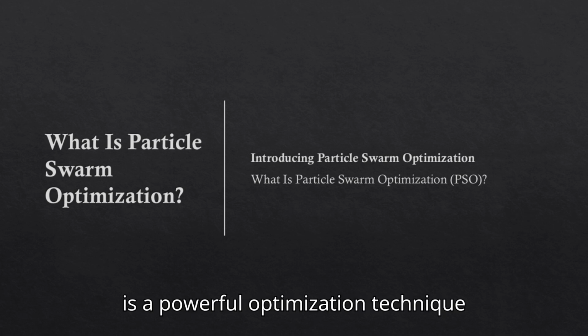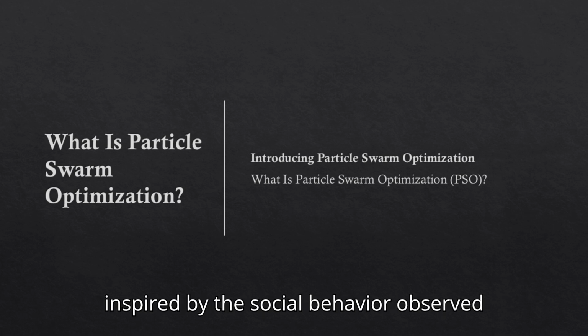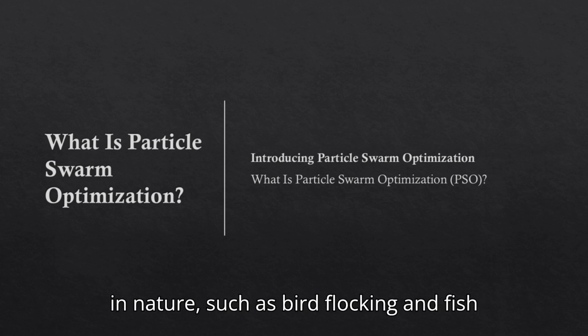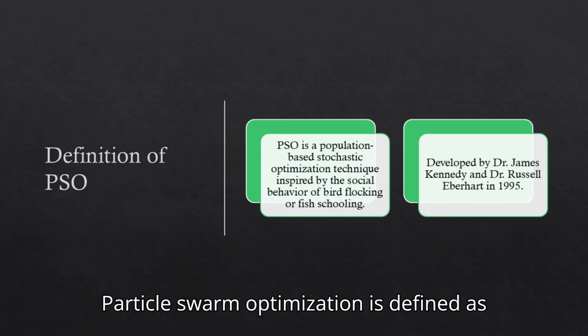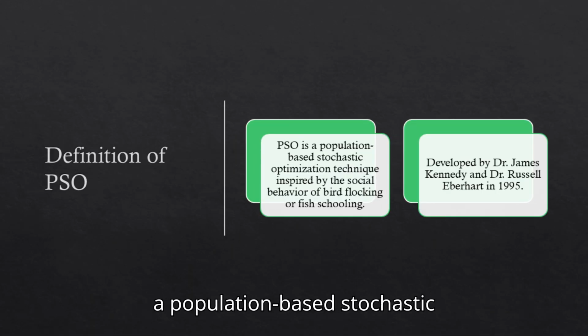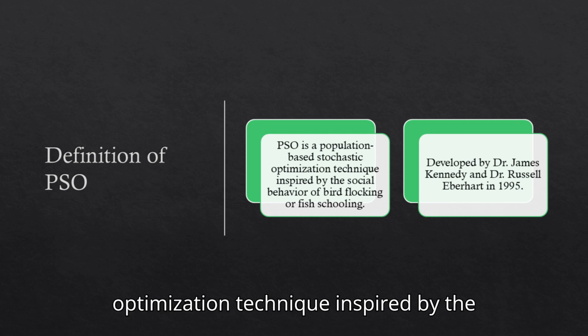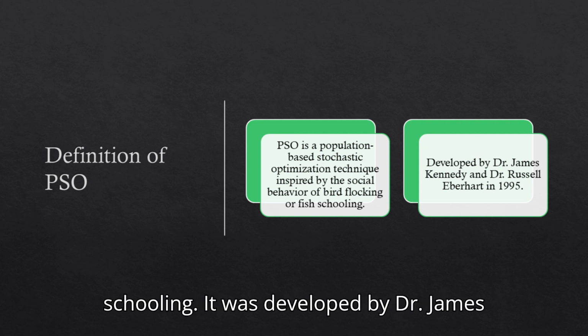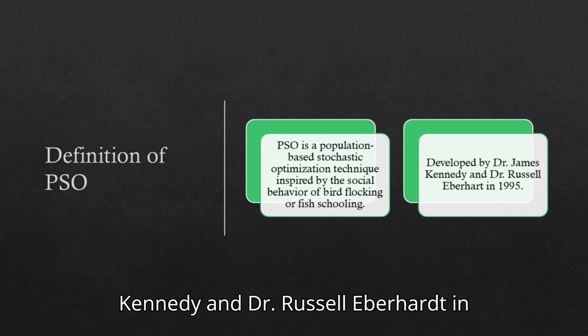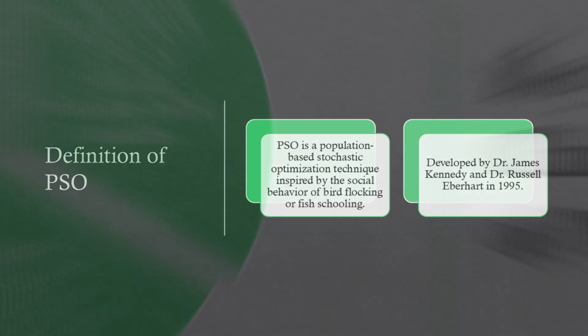PSO is a powerful optimization technique inspired by the social behavior observed in nature, such as bird flocking and fish schooling. Particle swarm optimization is defined as a population-based stochastic optimization technique inspired by the social behavior of bird flocking or fish schooling. It was developed by Dr. James Kennedy and Dr. Russell Eberhart in 1995.